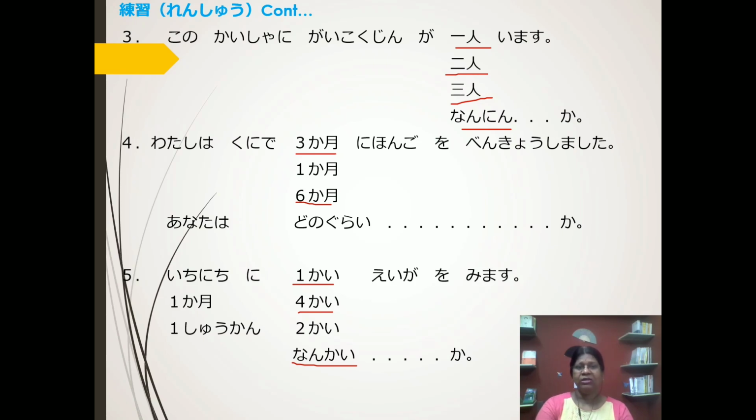Next, 1日に1回映画を見ます。1回。1ヶ月に4回映画を見ます。1週間に2回映画を見ます。何回映画を見ますか?Before that, you need to say a quantifier period's name. For example, 1年に何回映画を見ますか?1日に何回ご飯を食べますか?1週間に何回テニスをしますか?Hope you understand how to put a question with 何回. The ni particle comes after a quantifier period of time. No other particle comes here. Please remember this. 1日に、1週間に、1ヶ月に、1年に. Okay?